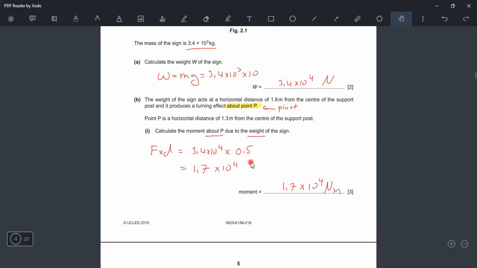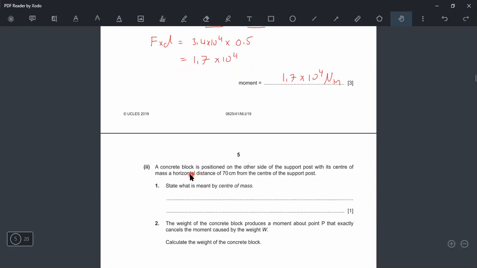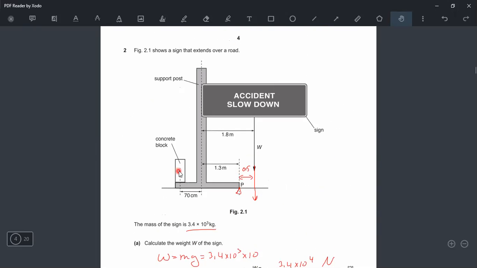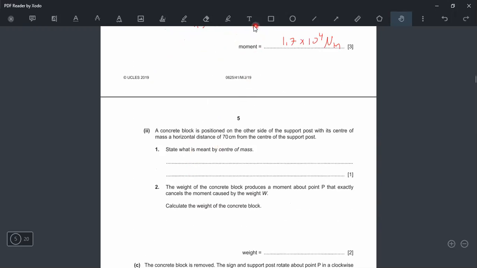Okay? Next. A concrete block is positioned on the other side of the support post with its center of mass a horizontal distance of 70 centimeters from the center of the support post. So he's talking about this block over here. State what's meant by center of mass. Another definition question. This is getting tedious. It's the point in an object where the mass of an object is considered to act. Done.